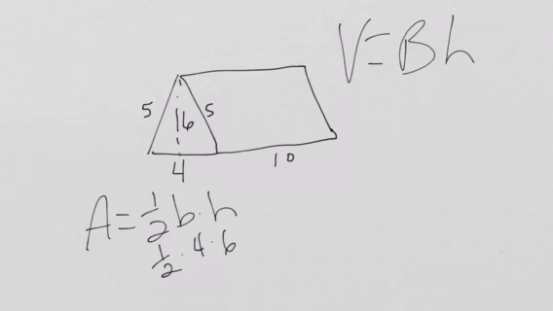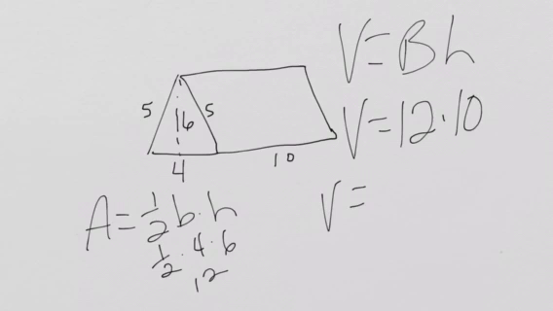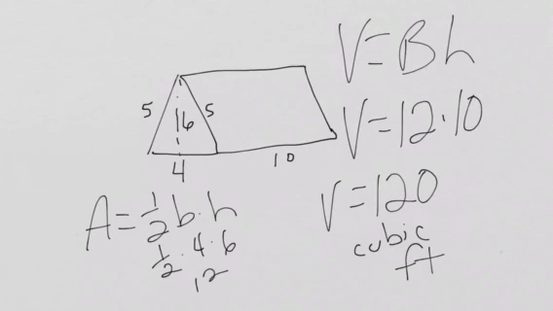So in that case, 1/2 of 4 is 2. 2 times 6 is 12. So we know that the volume equals 12 times 10, or the volume equals 120 cubic. Let's just say these were feet, just to be different. Okay, you do have to pay attention to the units. But that's all you do is find the area of the base and multiply it times the height.